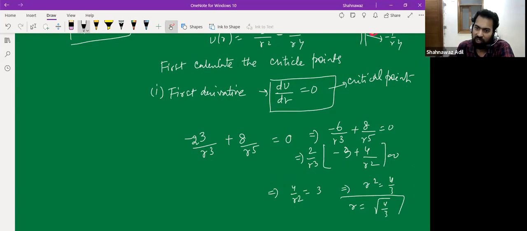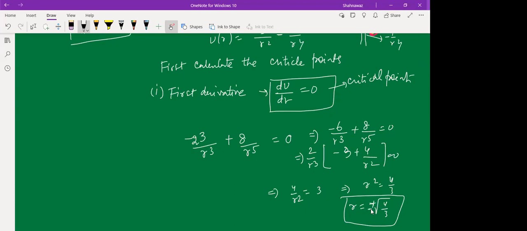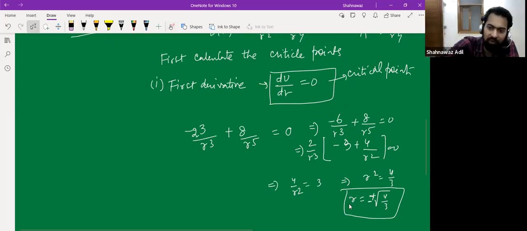How many values do we get? Samaira, Namira, how many values do we get? Oh, Iram has joined. So Iram, how many critical points do we get from this part? Abhinav. Yes, 2, right. Plus minus root of 4 by 3. So we have 2 critical points, and now we will calculate the second derivative.